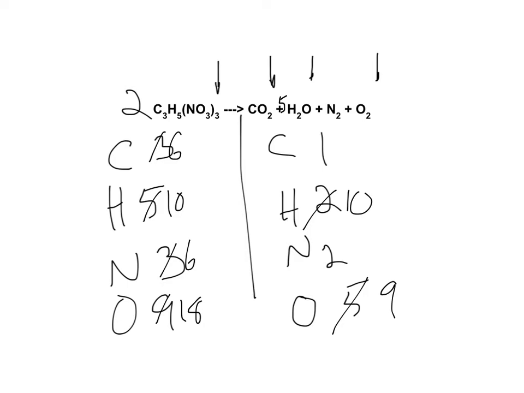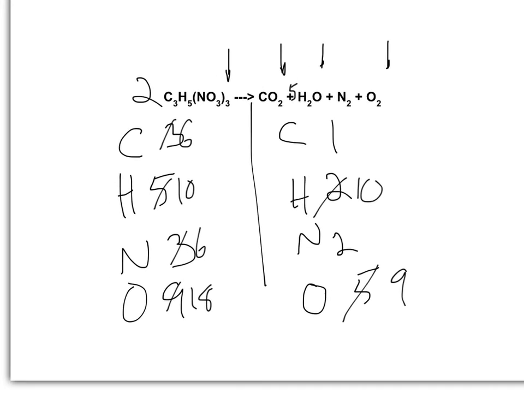So what I would try next is to go back and double the numbers. So I'm going to make this a 4, and I'm going to make this a 10, and it's going to be hard to see because these are so close together. But now I'm going to have 12 carbons, 20 hydrogens, I'm going to have 12 nitrogens, and I'm going to have 36 oxygens.